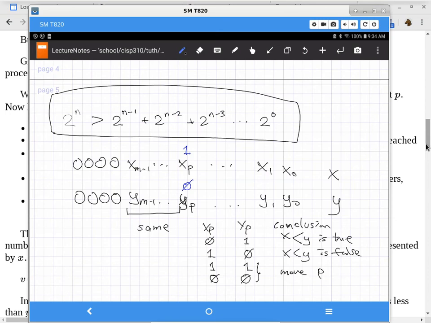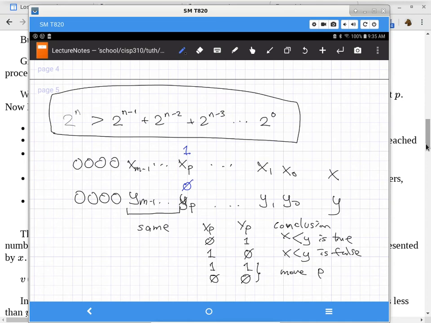Is that making any sense? Say that one more time. So if xp and yp are the same, which means they're both 1s or they're both 0s, then I cannot make any conclusion, because I cannot determine whether x is less than y, since so far they are equal. So what I need to do is not draw a conclusion about x and y, but move the p index to the right-hand side. P gets decremented. Then I will be looking at another digit to the right-hand side of the current xp, and I repeat this entire exercise.